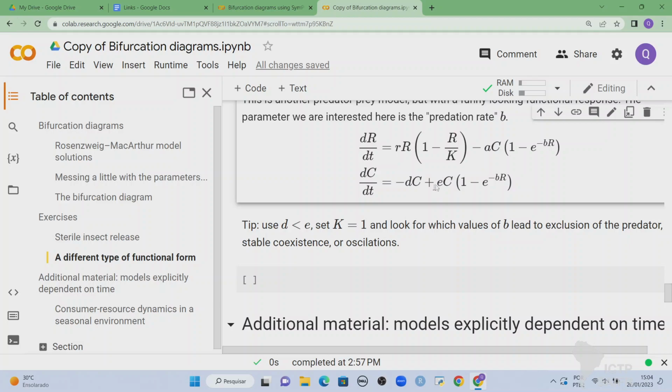Yeah, so that's why I set here that G should be smaller than E, so that for a large enough predation rate or attack rate B, the consumer can increase, okay? Does that make sense? So you see that I already have some relationships between the parameters, even without running any simulation. So it's nice to be able to think a bit about the model before doing the simulations.